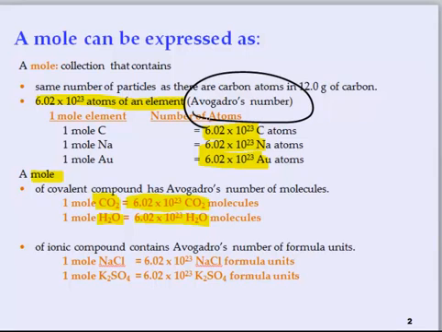So anytime you indicate a mole of a compound, that mole would be 6.02 × 10^23 of the particular type of particle that makes up that compound. Now, for example, in an ionic compound, here we have sodium chloride and potassium sulfate. When you say a mole, it's going to have that many formula units of that particular compound.